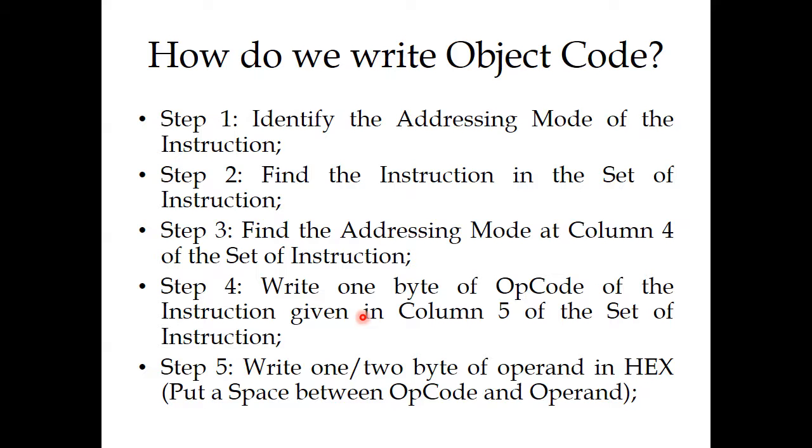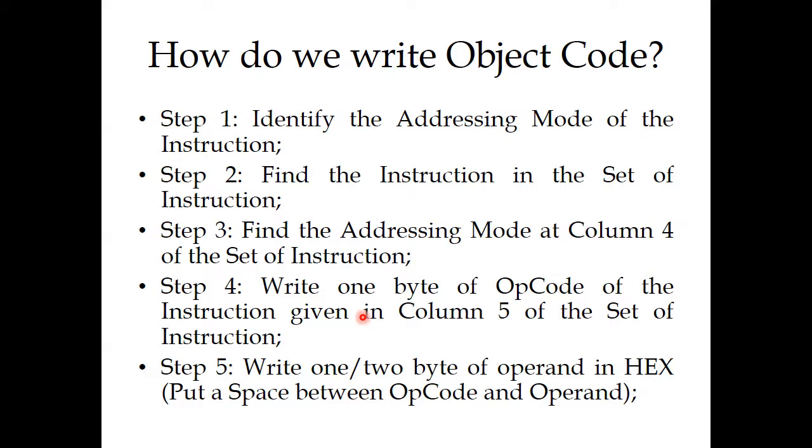Opcode is nothing but just a hex number. Again, as I said, everything is hex when you are writing here, but it's actually raw binary. Hex and binary are so close that you can connect them very easily. So in column 5, for every instruction, for every addressing mode, we are given an opcode.